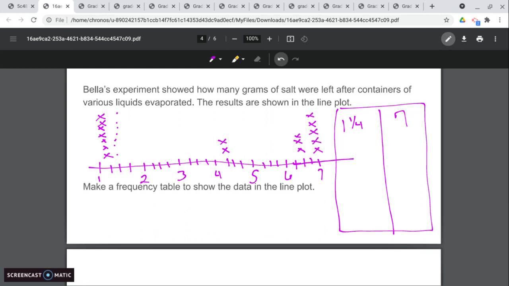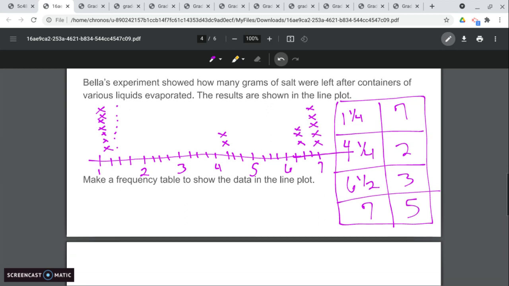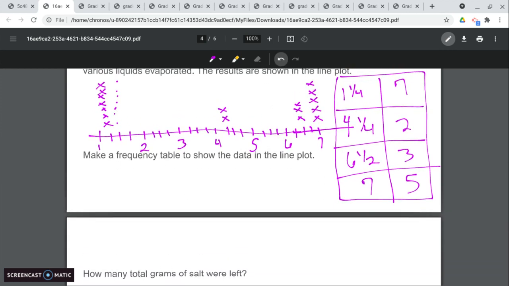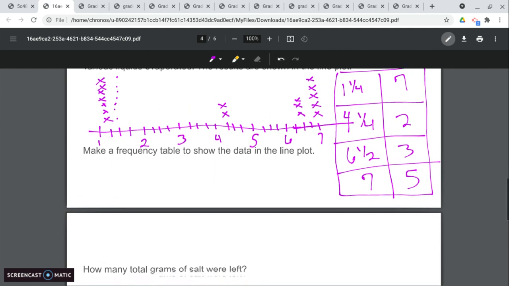And then for 4 1/4, there were 2. For 6 1/2, there were 3. And for 7, there were 1, 2, 3, 4, 5. So now, how many total grams of salt were left? Well, we have to multiply and then add all of these together.